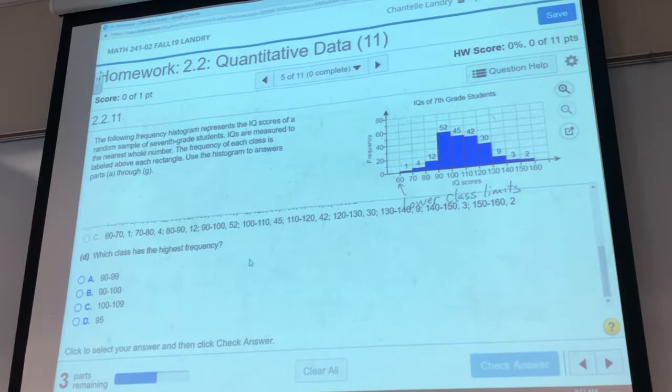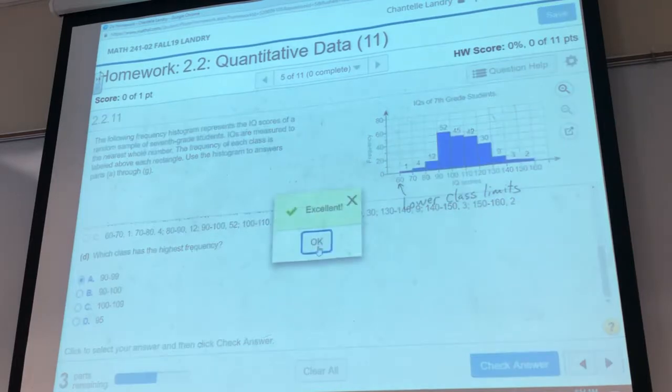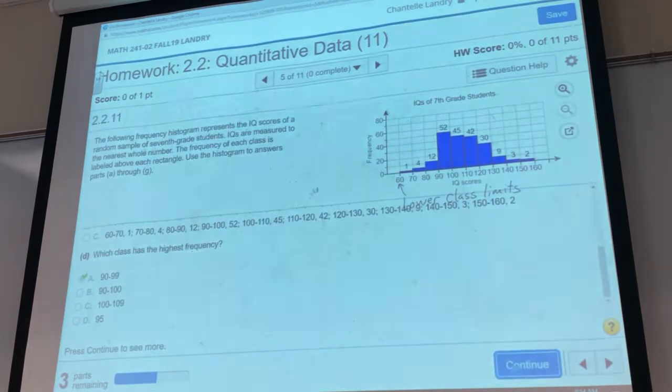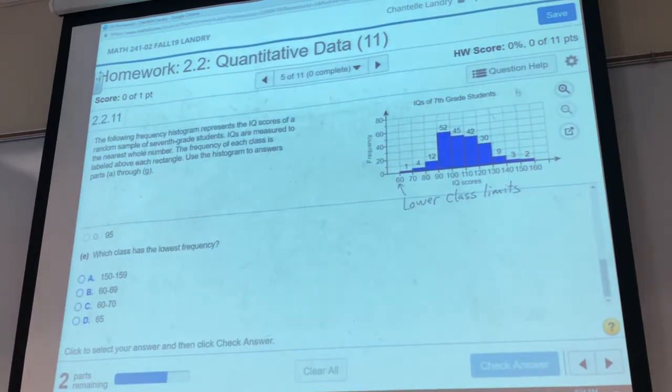It says which class has the highest frequency. If we look at the tallest one, it's this 52 that goes from 90 up to 99. So just be sure to click the 90 to 99, not the 90 to 100. Make sure it's the upper class limit of 99, not 100. And then the lowest frequency would be the 1 down here. So it's going to be 60 to 69, not 70. So 60 to 69 would be that one.